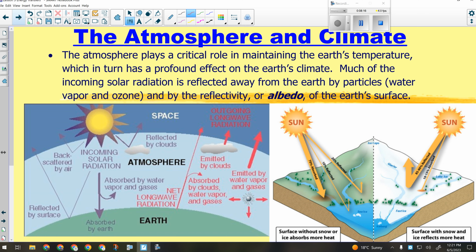So the atmosphere plays a critical role in maintaining the Earth's temperature, which in turn has a profound effect on the Earth's climate. If we look at our two nearest planetary neighbors, Venus and Mars, we're like the Goldilocks of the three. Mars has too little atmosphere, and so it can't retain heat, and so it's very, very cold. Venus has too much atmosphere and retains way too much heat, and as a result, on the surface of Venus, it is like 400 degrees Celsius. It's hotter than the inside of your oven on the self-cleaning cycle, because it has got too much atmosphere.